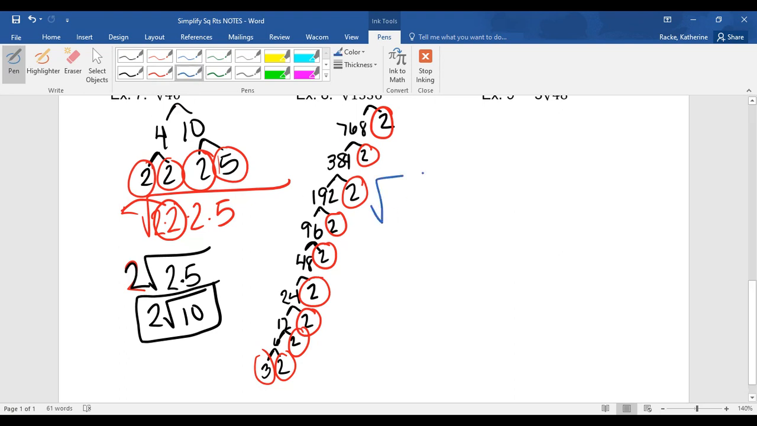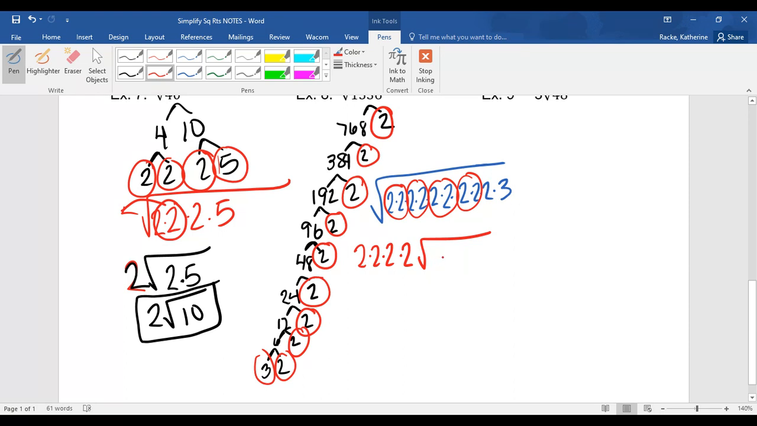So square root, let's see how many 2's we have. 1, 2, 3, 4, 5, 6, 7, 8, 9. 9 2's. So if I have 9 2's, how many pairs can I get out of them? 3? Well, let's see. 1, 2, 3, 4. So I have 4 pairs. That means I'm going to bring 4 2's to the outside. I'll have to multiply all those, and I have a 3 times 2 on the inside, so I'm going to go ahead and multiply those to give me 6.